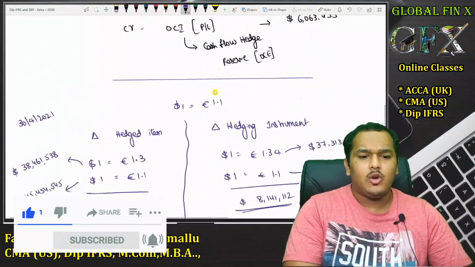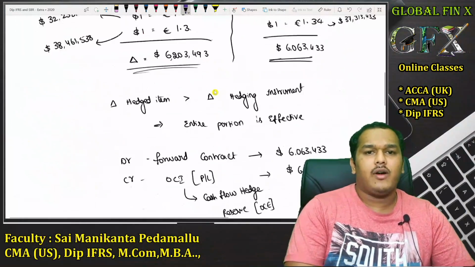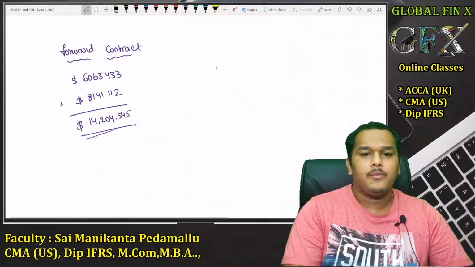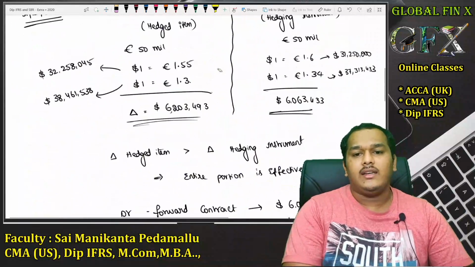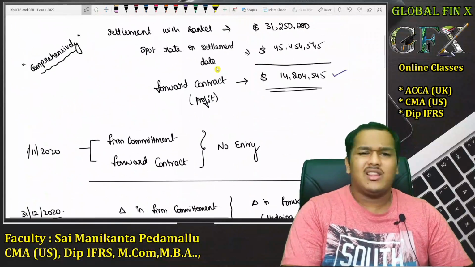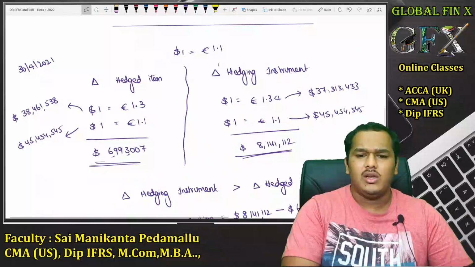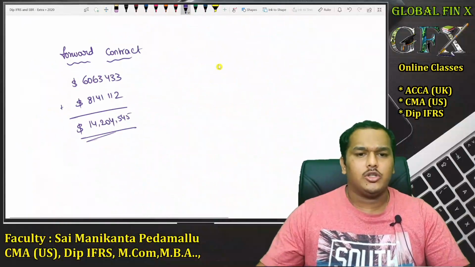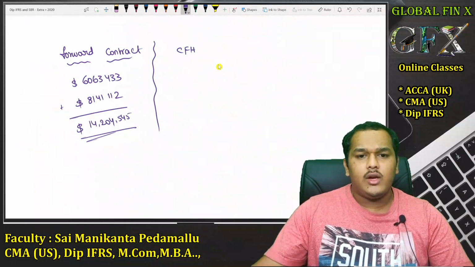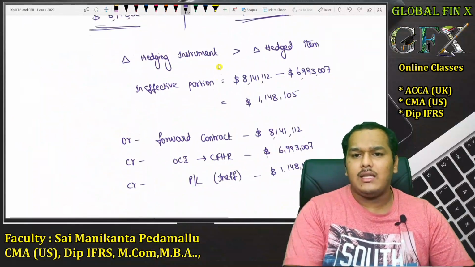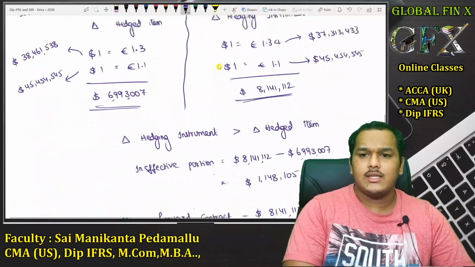Let's go back to the first comprehensive part that we did. 14,204,545, the value of the entire forward contract change. That is not rocket science. I just split this 14 million into two separate dates, that's all. So obviously the total should tally. And what is the balance in the cash flow hedge reserve? There is some balance in the cash flow hedge reserve now. So here we have 6,063,433.